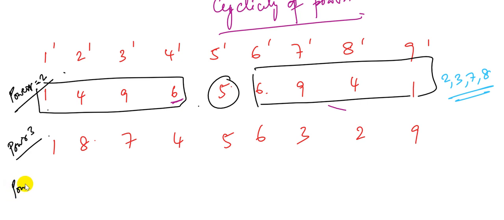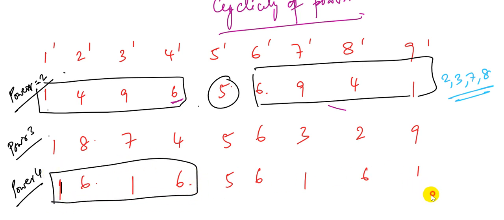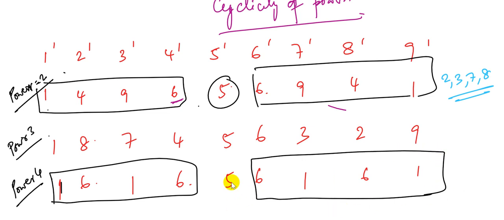Then you have power 4, where you have 1 and then 6, 1, 6, 1, and again 6, 1, 6, 1, and then you have a 5 in between. And then if you go to power 5, all the numbers will come back in the same order: 1, 2, 3, 4, 5, 6, 7, 8, 9.